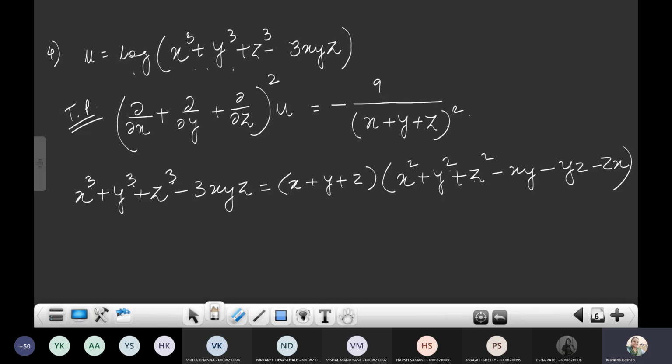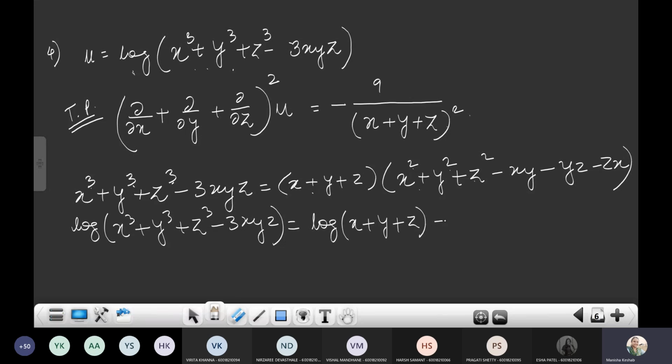Because we have log, and usually when log is there, always see whether you can factorize it. That way it becomes easy. So then log of x cube plus y cube plus z cube minus 3xyz will be equal to what? This is now log of m into n. So log of x plus y plus z plus log of x square plus y square plus z square minus xy minus yz minus zx.